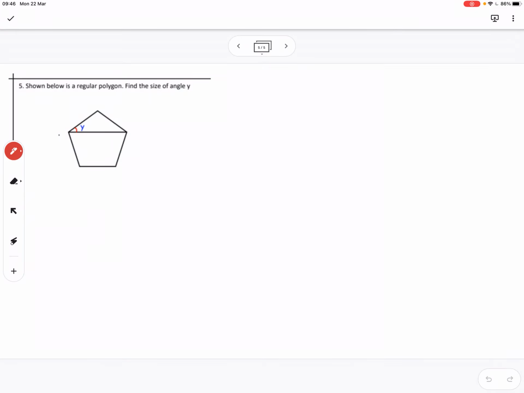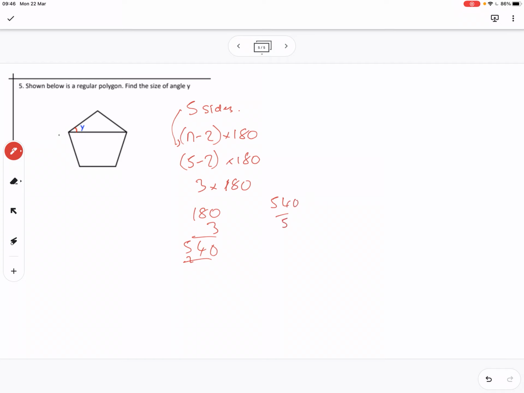Question 5. Shown below is a regular polygon. Find the size of the angle y. So I've got 1, 2, 3, 4, 5 sides. So the interior angles are going to be the same thing, n minus 2 times 180. So 5 minus 2 times 180, so 3 times 180, which is 540. And then 540 divided by my 5 is going to give me 108 degrees for each of these angles. So these are all 108.